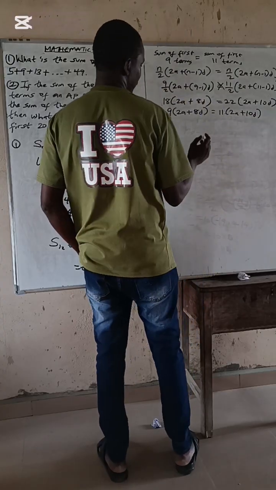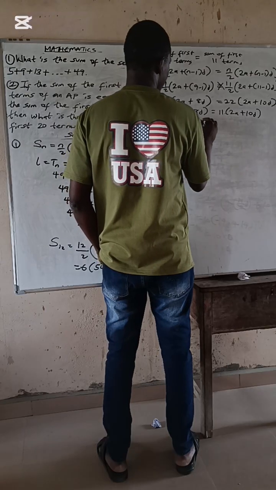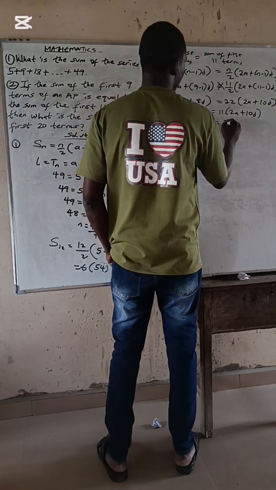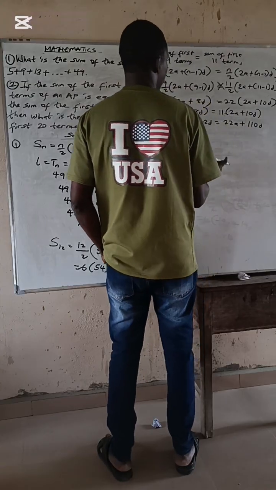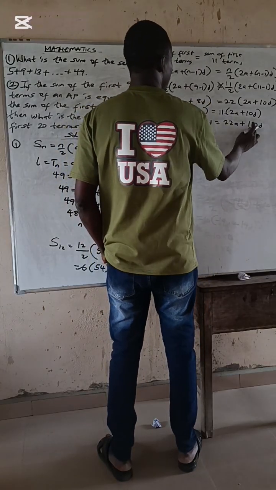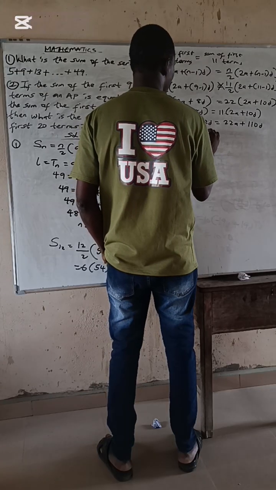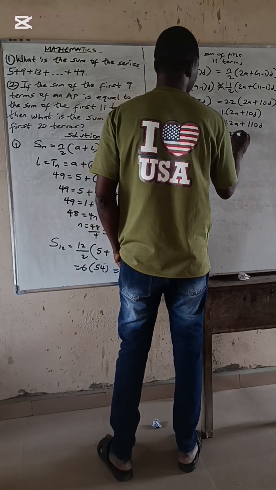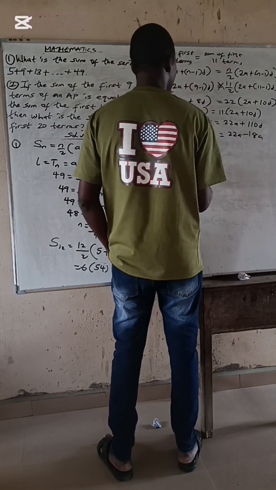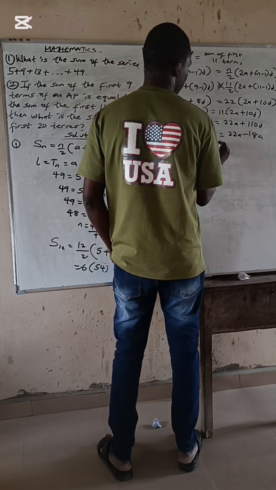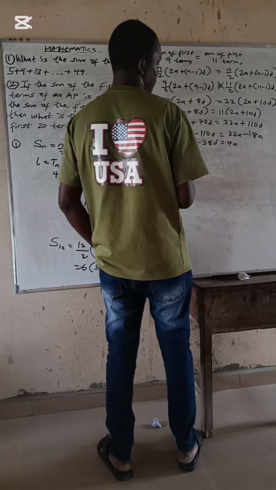So what will you expand? 9 times this. 9 will open this bracket, so it gives us 18a plus 72d, and we have 22a plus 110d. So when you collect the like terms, this minus this, plus 110d will come and make 72 minus 110d. So that's minus 38d, and this one will be 22a. This 18a will come and make it become this. So we have minus 38d equals 4a.